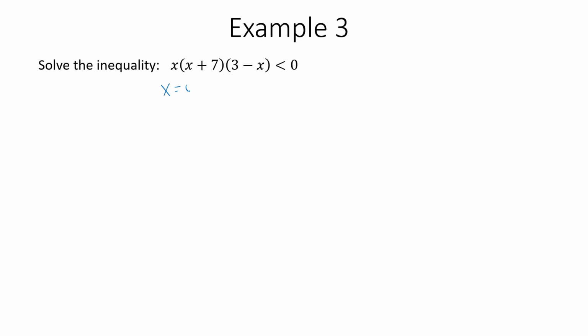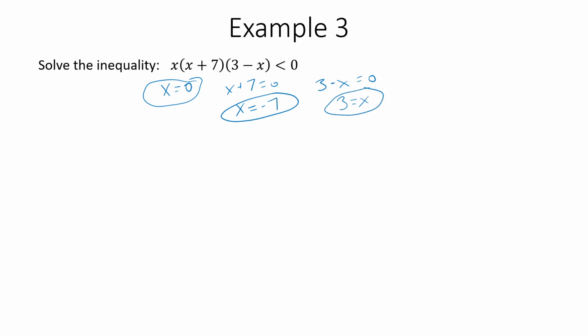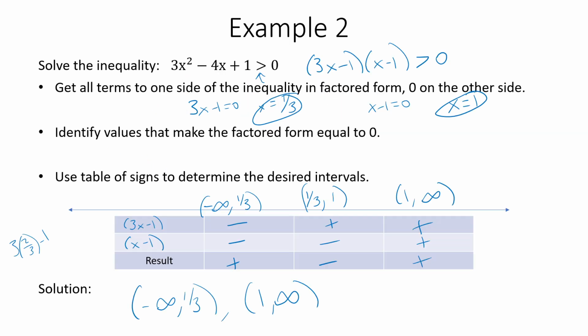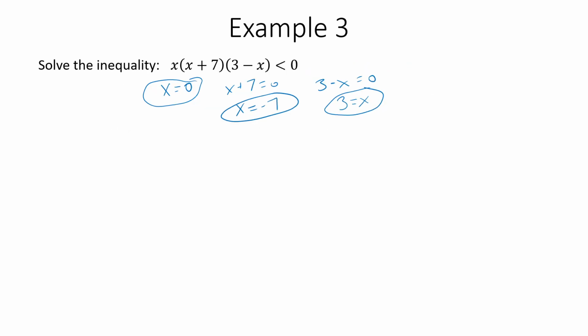Well, x equals 0 is a zero, x plus 7 equals 0, and 3 minus x equals 0. This one tells us that x equals negative 7 would be a zero, so we have two of the zeros isolated. And then here, 3 equals x would be a zero, so we have all of our zeros isolated. So we can now make a chart, just like the other charts that we have back here, right?